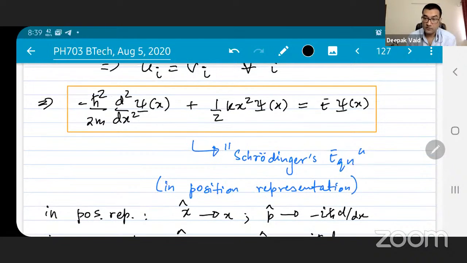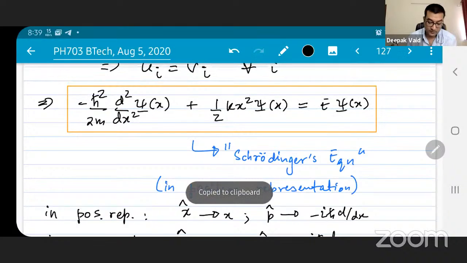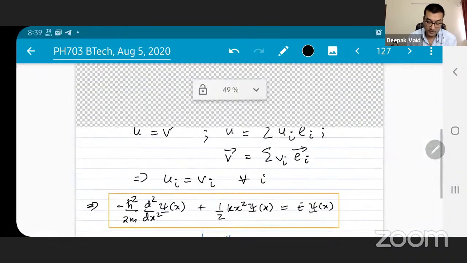So when we talk about solving the Schrodinger equation, we have to solve this expression. Okay. Any questions so far?